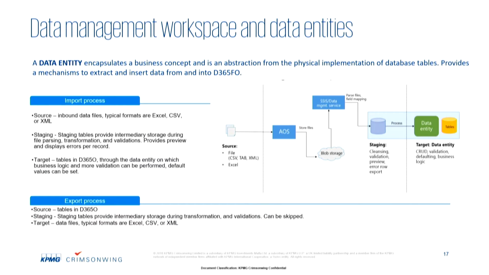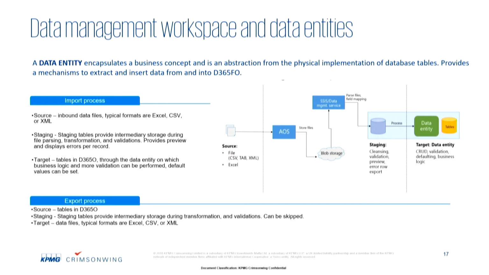Let's see what is a data entity. A data entity encapsulates a business concept and is an abstraction from the physical implementation of database tables. For example, workers. A worker is a business concept, and in the worker data entity you can find various information on the worker, for example, name, personal number, primary contact details, as well as address. All this data is stored in different tables in the database. But when you use the entity, you don't need to know how this data is stored in the database.